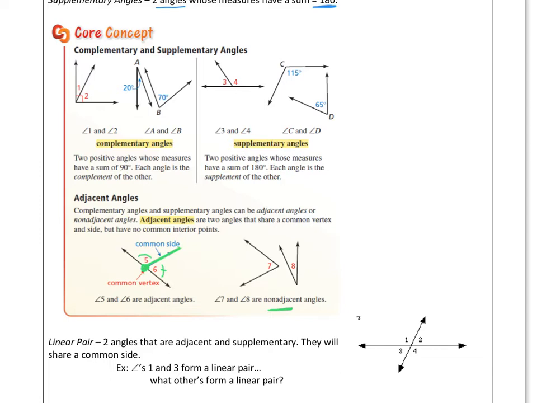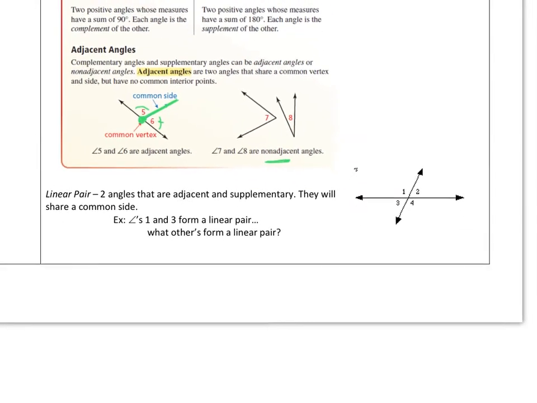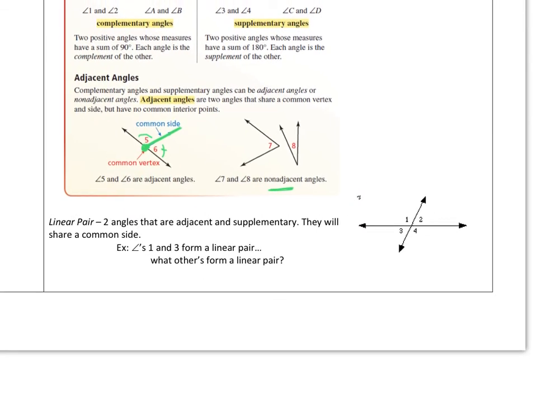Now, we said for supplementary angles they did not have to be adjacent, but what if they were adjacent? Well, then we end up with something special called a linear pair. That's kind of like a straight angle. They form a straight angle, basically. So over here in this example, if I look at angle 1 and angle 2, these two are supplementary because they form this straight angle, but they're both adjacent because they have this common vertex right here and this common side. So angles 1 and 2 are adjacent and supplementary, so we're going to use this word linear pair instead.